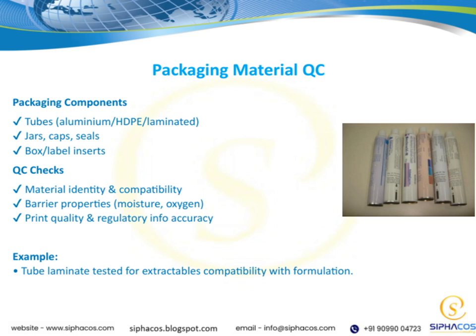Another key point is print quality and the accuracy of regulatory information. We need to make sure that labels and printings are clear, consistent, and compliant with regulations. For example, we might test a tube laminate for extractables compatibility with the formulation inside. This helps confirm that no harmful substances migrate from the packaging into the product, ensuring safety and integrity. Overall, these QC checks are vital to ensure that every packaging component not only looks good, but also performs effectively, safeguarding the product and meeting regulatory standards.